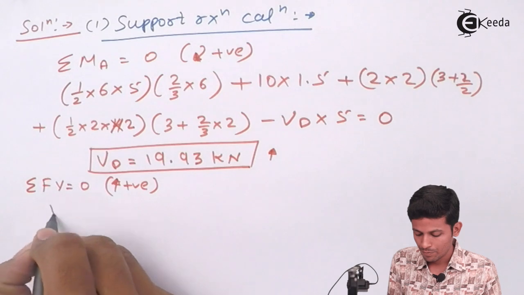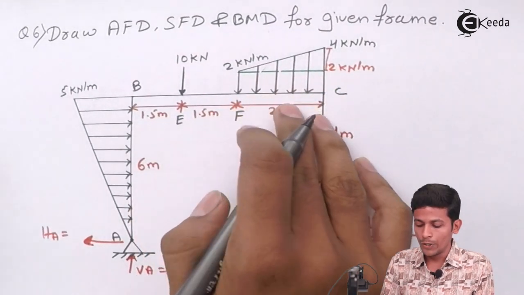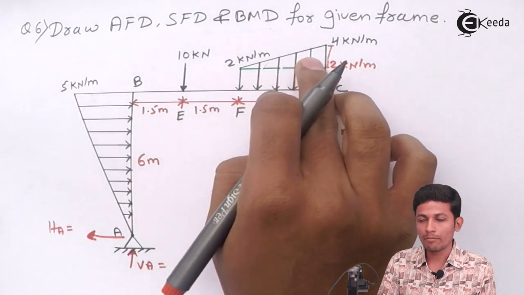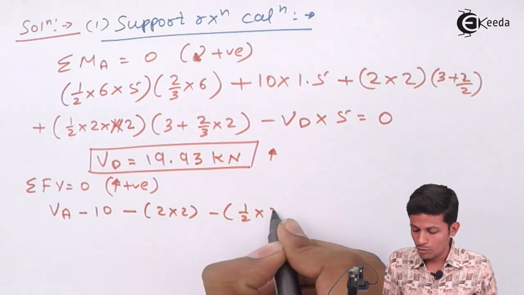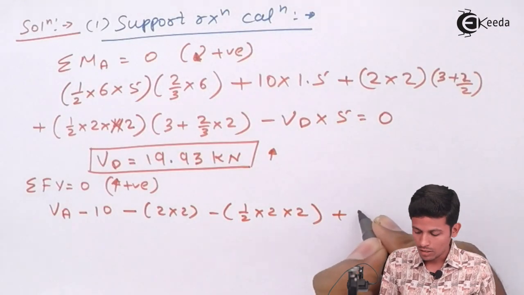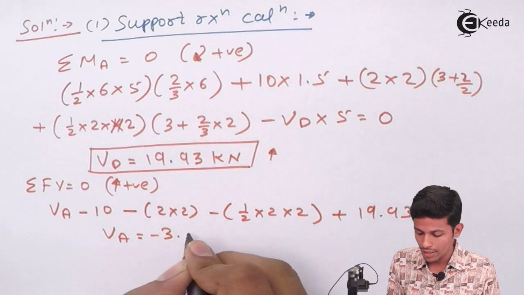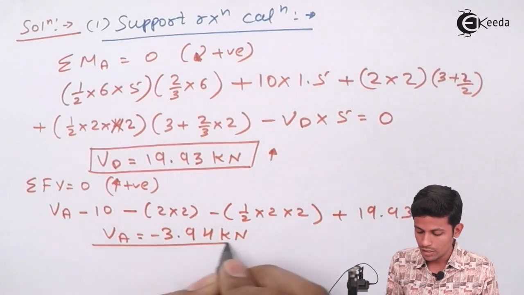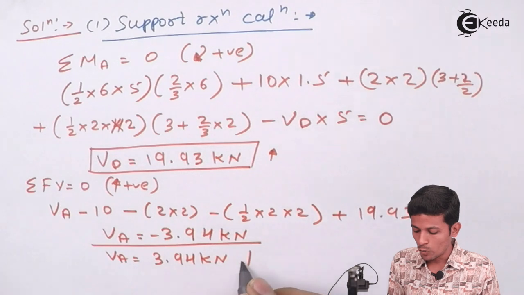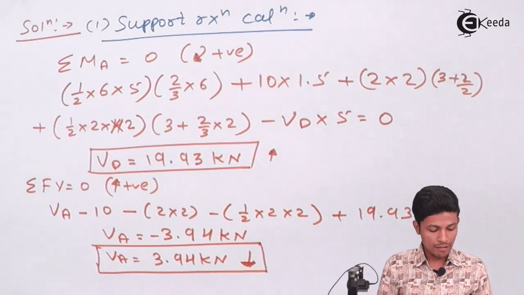So VA minus this 10, minus this UDL 2 into 2. Now this UVL also comes minus half into base into height. Okay, now this will come positive, plus 19.93 equal to 0. While solving this, you get the value of VA as minus 3.94 kilonewton. This comes minus, which means VA will be 3.94 kilonewton in the downward direction. We have to change the direction of this VA part.